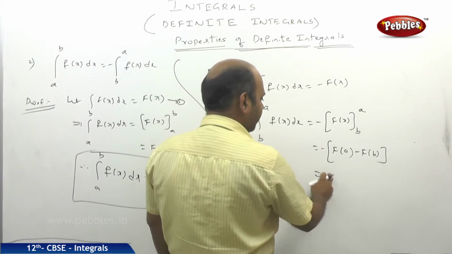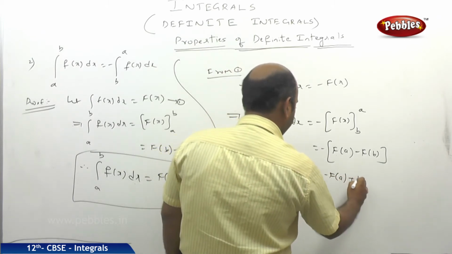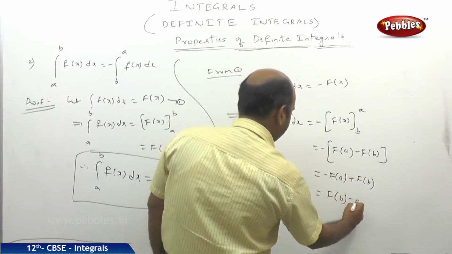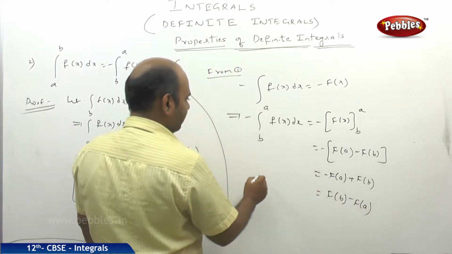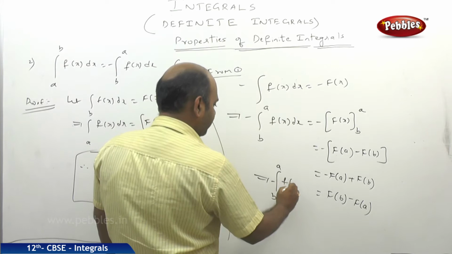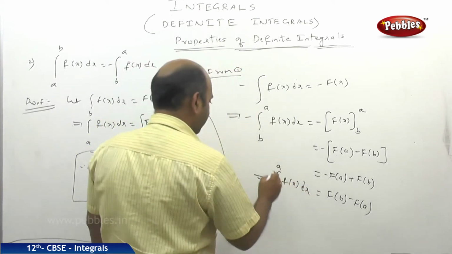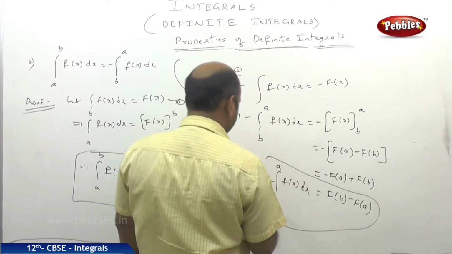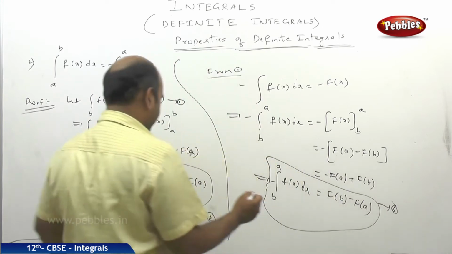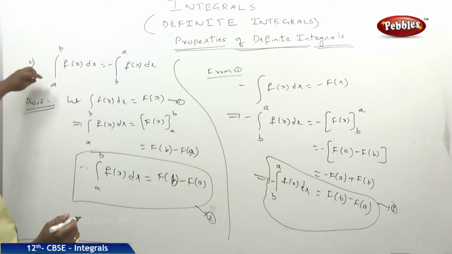So when multiplied with minus, what do we get? Minus f of a plus f of b. So finally what happens, this turns into f of b minus f of a. So finally, the integral of minus b to a f of x dx is equal to f of b minus f of a. Now if I call this number 3, from 2 and 3, what can I conclude?